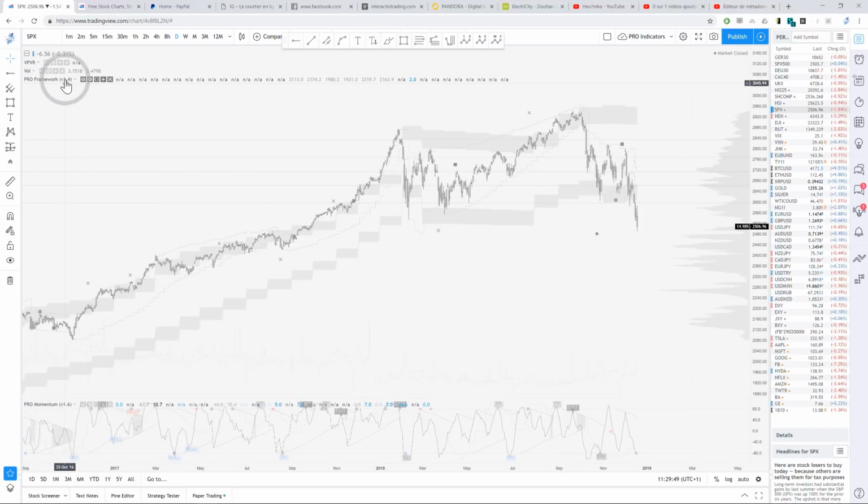So if you're still on version 1.3 or even lower than that, you simply just delete the indicator and add it again, and normally you should be switched to the newest version.